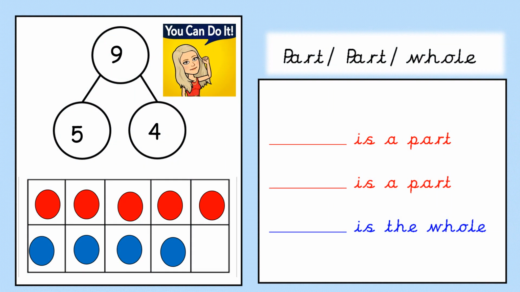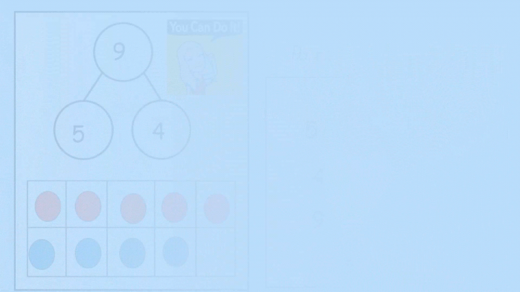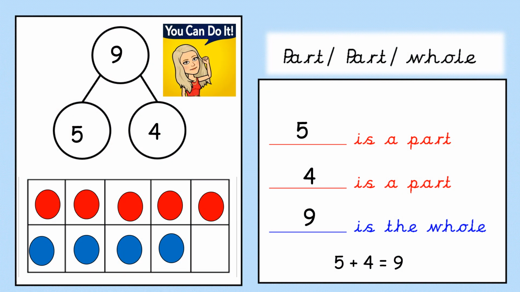You know what to do. Write down the number sentence that matches the 10 frame and the part whole model. Once you're ready, press play and we'll check your work together. Okay, I can straight away see a finished 5. That top row is full and I know that's 5. So 5 are red, and how many are blue? 4, very good. So 5 plus 4 is equal to 9.